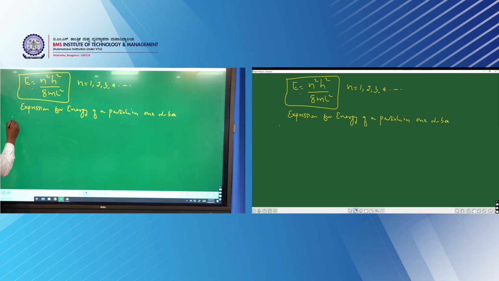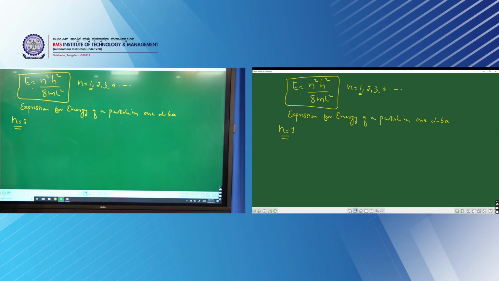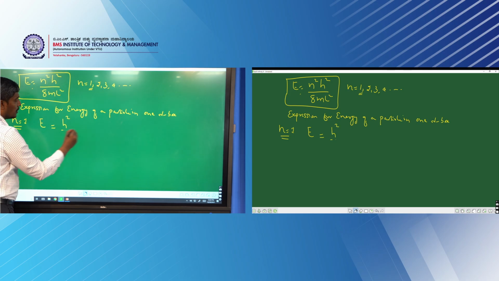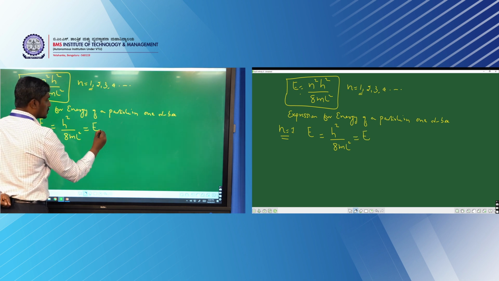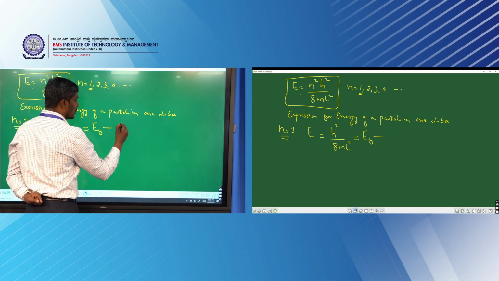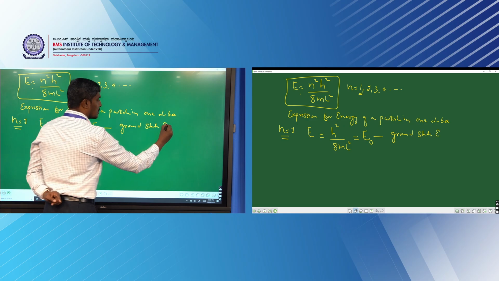Now, if I put n is equal to 1, remember n is equal to 1 is the first allowed value, then I will get the minimum energy. Just put n is equal to 1 here. I will get E is equal to h square by 8 m L square. Remember, this is the minimum energy and we call this the ground state energy, E naught.